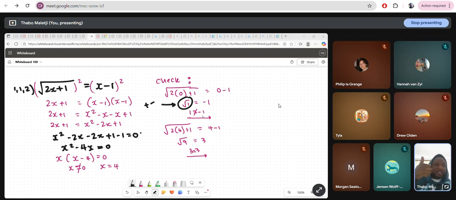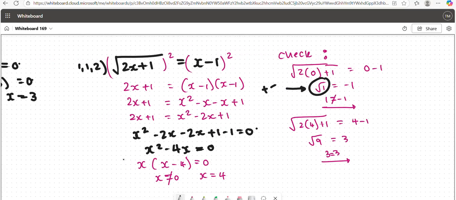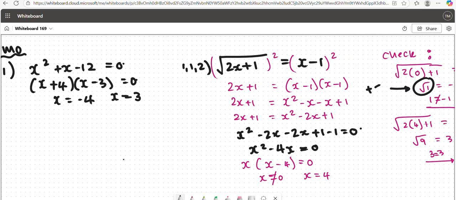Morgan, I hope that makes sense. Does it make sense for you? Yes, it does. Okay, cool, excellent. All right. So the only one that would work is that positive 4. And so that's why we rejected the 0.